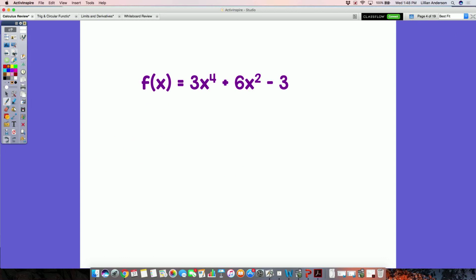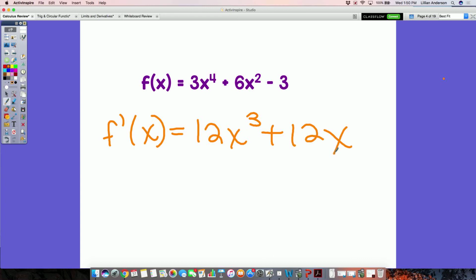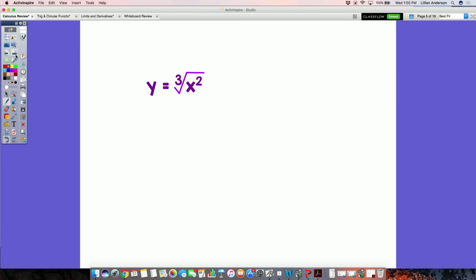Try this one on your desk. All right, so what's the derivative of this one? 12x to the third plus 12x. Very good. So whenever there's a number in front, like in this case, there's a 3, when you bring the 4 down, what do you do with the 4 and the 3? Multiply them. That's how you get 12. That's also how you get 12 for the second one. You subtract 1 from each of the exponents. Very good. Clear your desk.